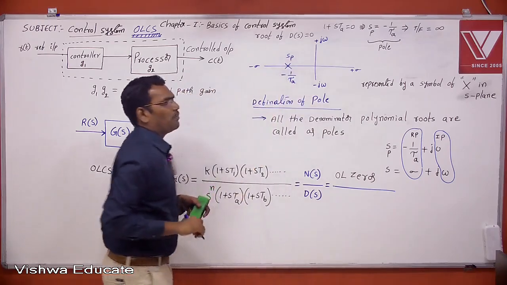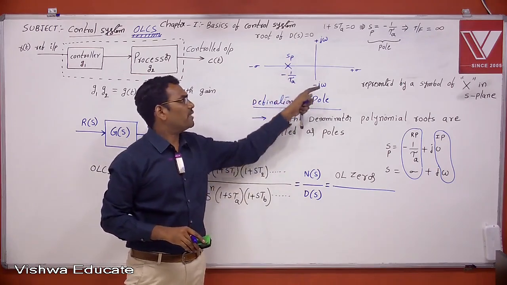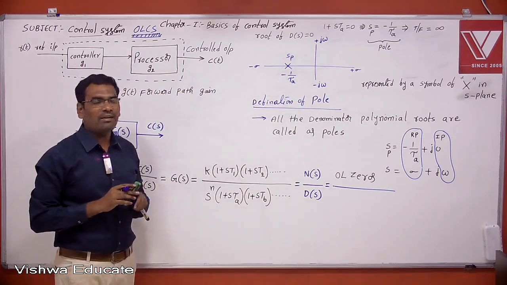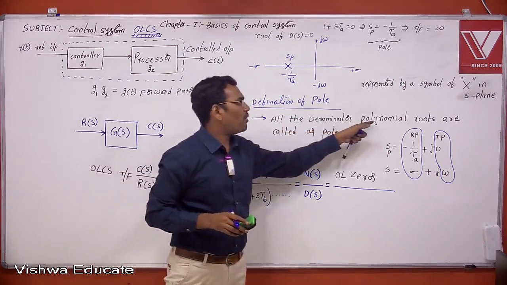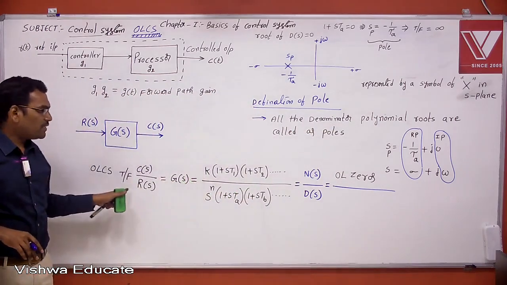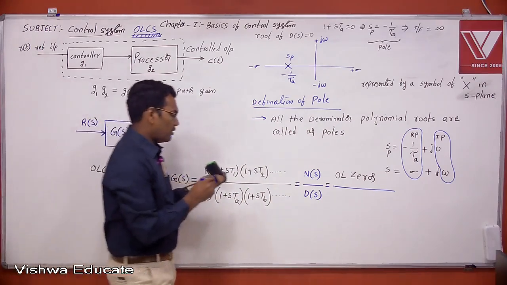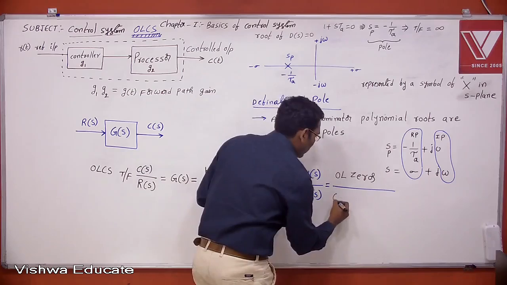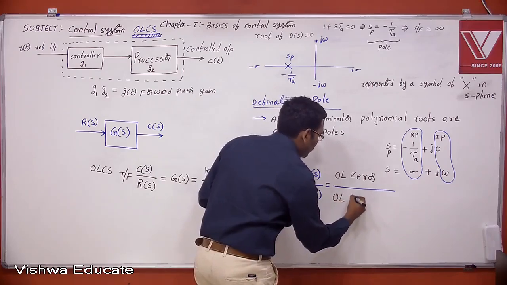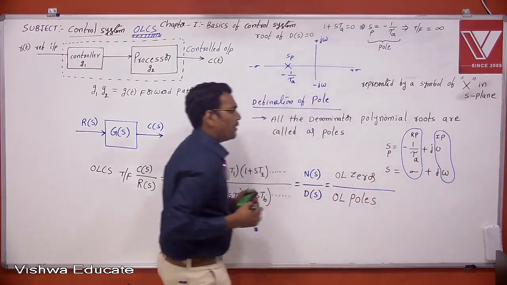This is the pole notation, this is the pole symbol, and this is the definition of a pole. All the denominator polynomial roots are called poles, but in which control system? I am taking here the open loop control system. Therefore, this is nothing but open loop poles.